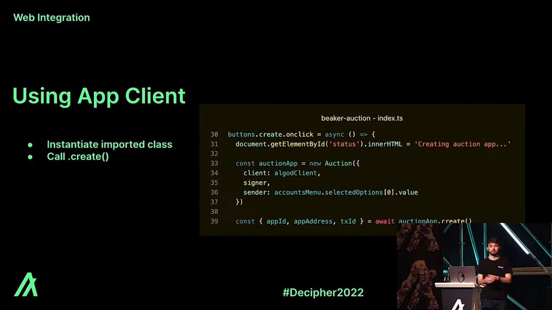We're specifying which client. We're specifying a signer function used to sign transactions, and I'll show you what that looks like using MyAlgo in the next slide. And then we're selecting it from a drop-down menu. And finally, to create the app, we just call auctionapp.create. It's an asynchronous call, so we have an await there to make sure that we initiate those variables. And we have now, after this line of code, deployed the contract on testnet.